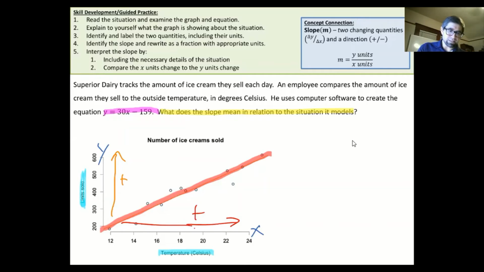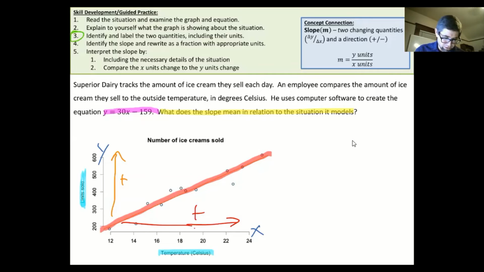Step 3 says, identify and label the two quantities, including their units. Okay, the two quantities are the two things I'm measuring, the two things I'm talking about. In this case, we already see that x is the temperature and y is the units sold. But it's very important to actually write that down. Organize your thoughts, organize what you know about a problem. So I'm going to go ahead and write that down over here on the side of the graph.